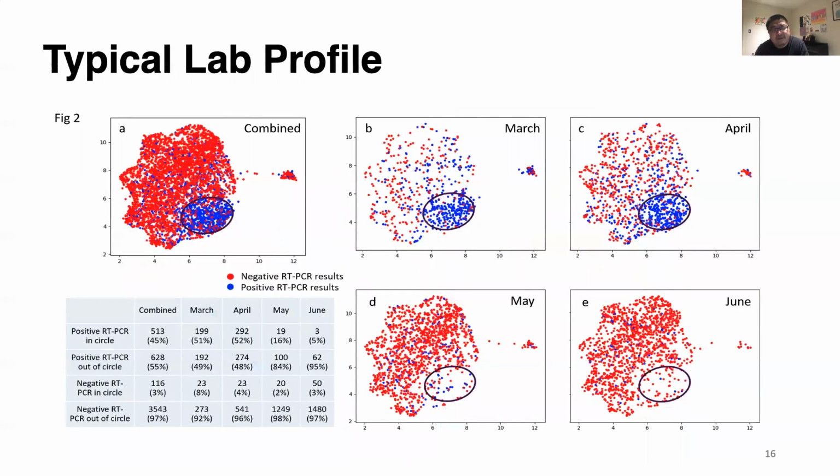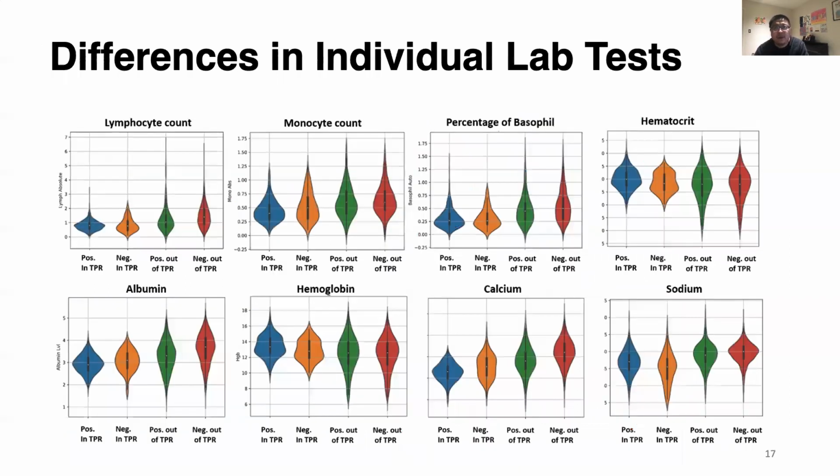And this is the evolution of the typical lab profile, as I said, over different months. So we can see that the positive patients in the typical region are mostly from March and April, and in May and June, of course, the positive rate dropped so dramatically, and the patterns of the positive patients also change. You can see they're scattered at different places instead of mainly residing in that region.